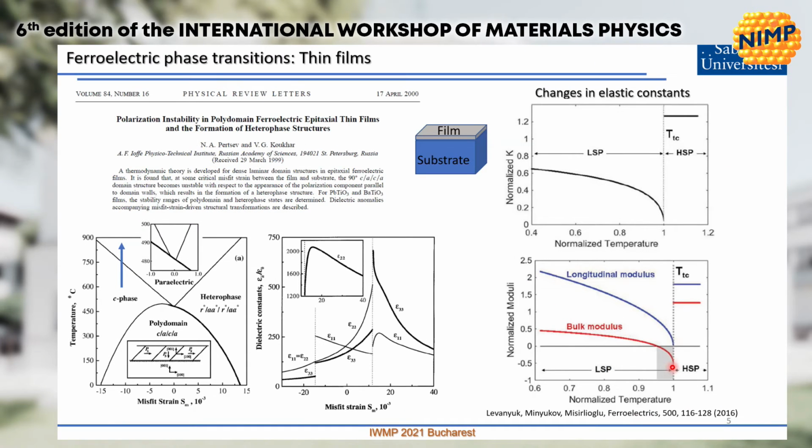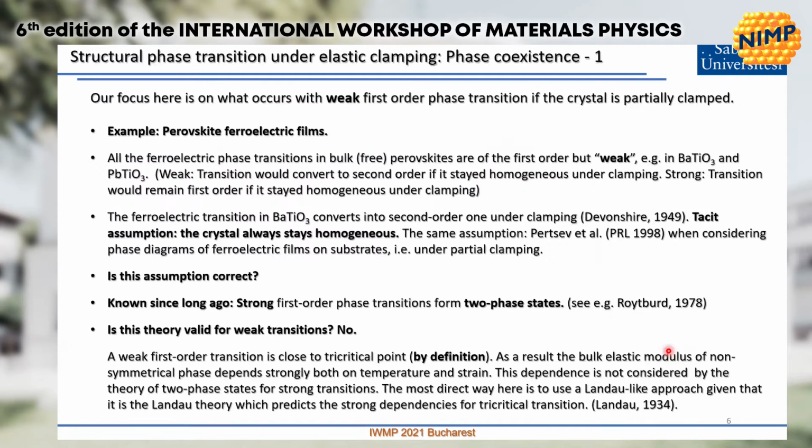So this is something that motivated us to question whether a film on a substrate can, in fact, undergo a homogeneous transition. The first thing that we suspected was whether we can have some phase coexistence in this region rather than a homogeneous transition. Perovskite ferroelectric films are the best examples. So we're talking about a weak transition, a weak first order transition.